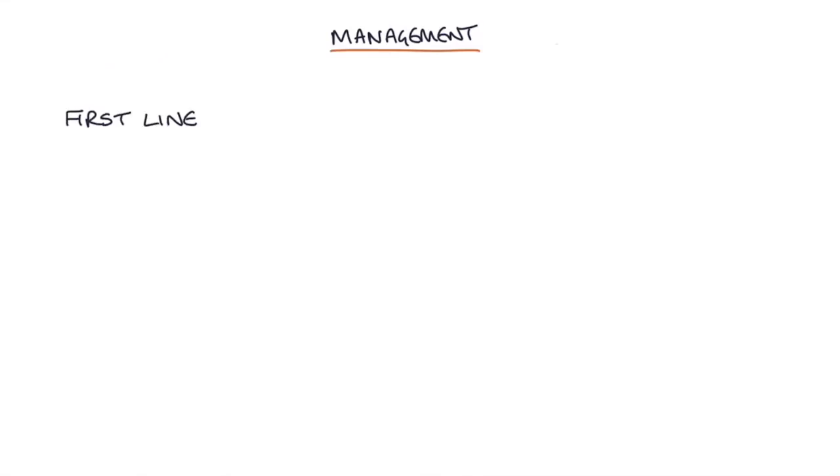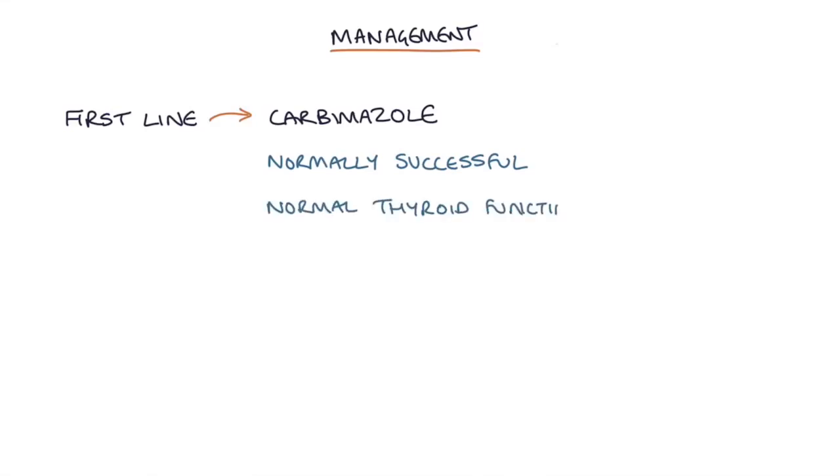The first line antithyroid drug to treat hyperthyroidism is carbimazole, and it's usually successful in treating patients with Graves' disease and leaves them with normal thyroid function after about 4 to 8 weeks.